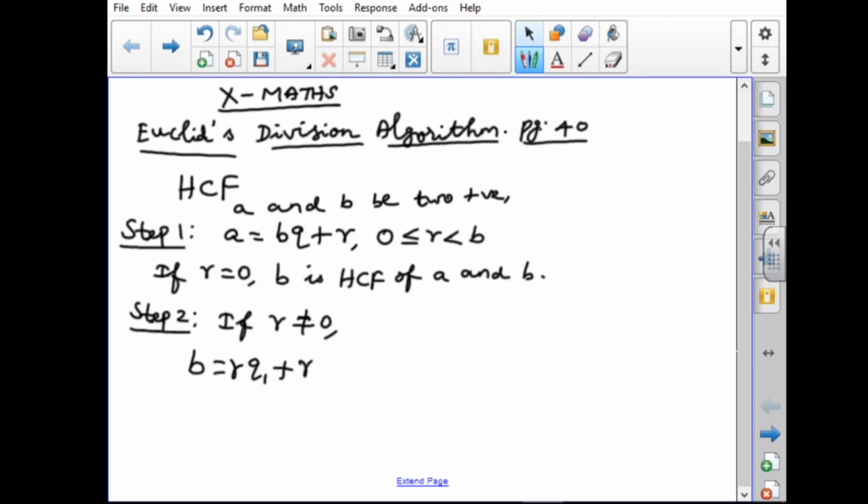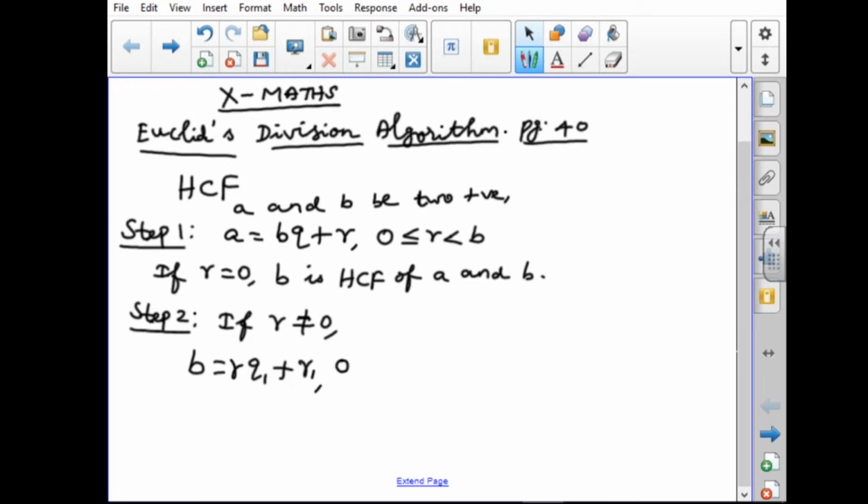So B equal to R Q1 plus R1. Like this you have to give the names. R equal to 0 means B is the HCF of A and B. If R not equal to 0, again we have to apply the Euclid's division algorithm. We are getting like this. B will be the dividend here, R will be the divisor, and the quotient we name Q1, the remainder we name R1. Here R1 is the remainder.